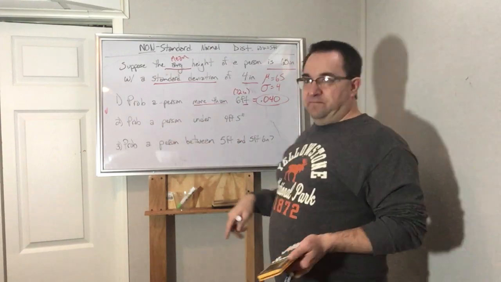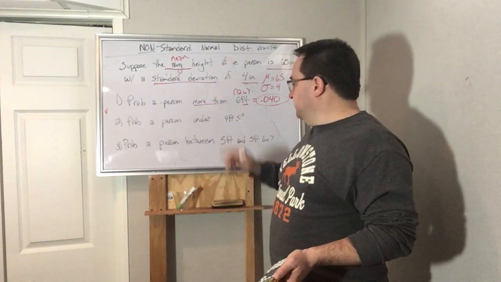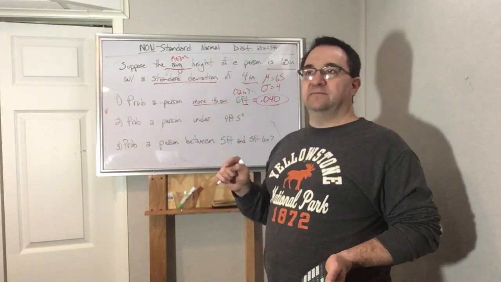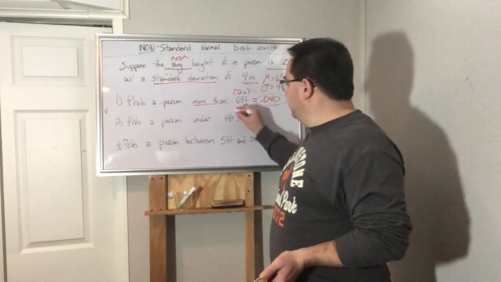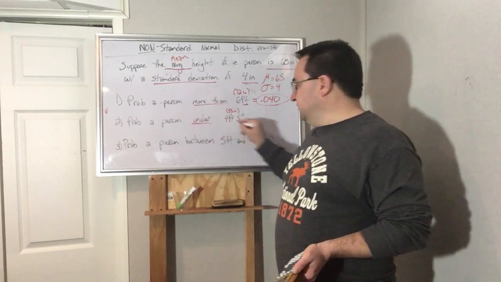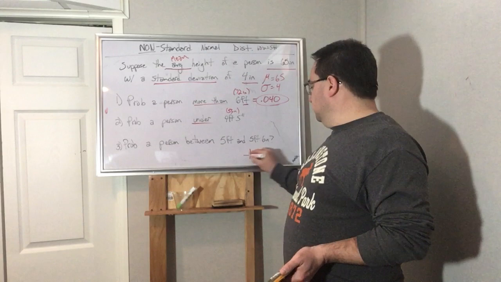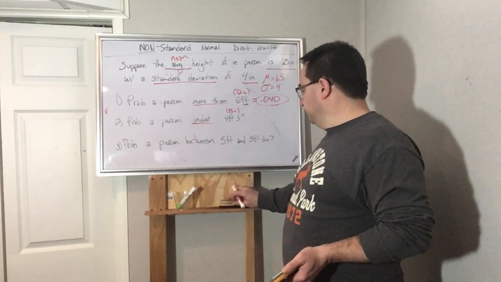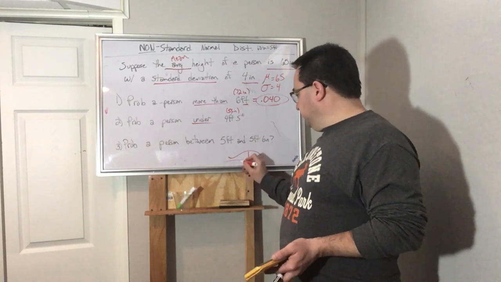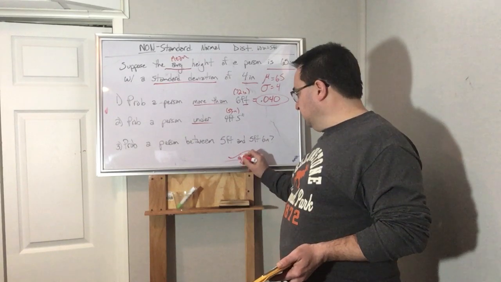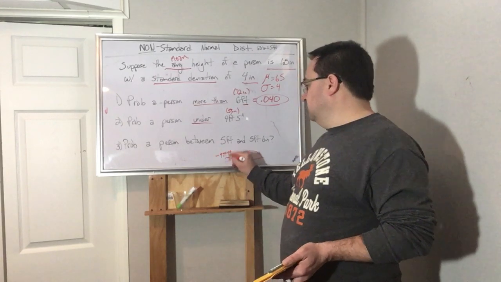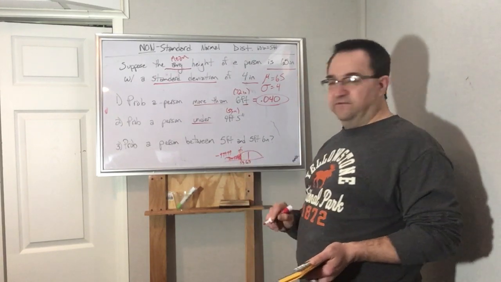Well, what's the probability that if I picked a person randomly, they'd be under 4'5"? Well, we got to convert that to inches. 4 times 12 plus 5. That would be 53 inches. And now we got to think about the scenario. Under or less than. So what does that picture look like? Here's the mean, which is 65. 53 would be back here. And we're talking about under. So the low value would be negative infinity, and the high value would be this 53.